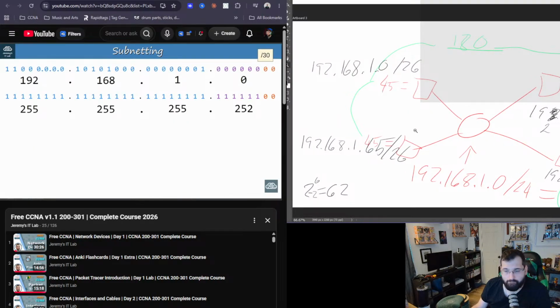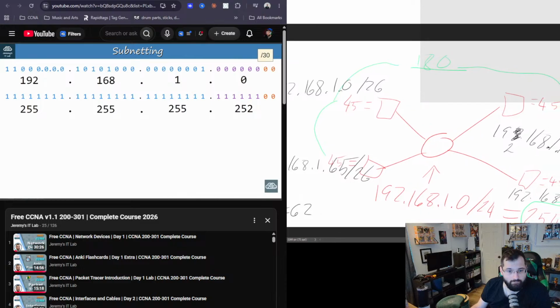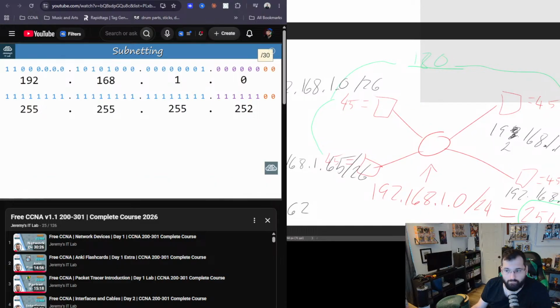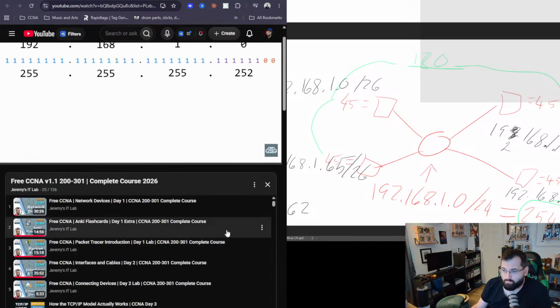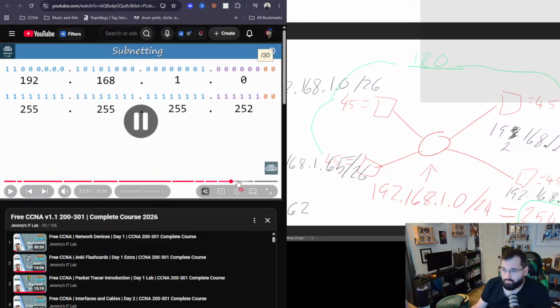Okay, let's see how we can calculate the subnets we need to make. We need 4 equal-sized subnets with enough room for at least 45 hosts. Here, I've written out 192.168.1.0 with a /30 mask.